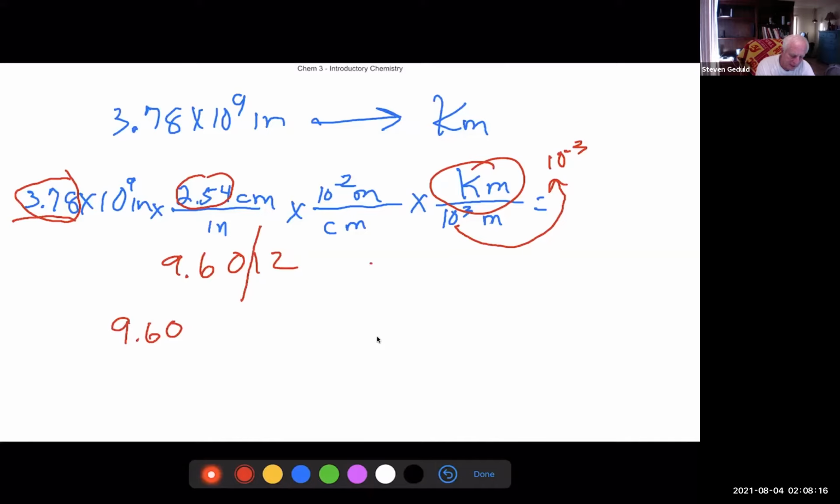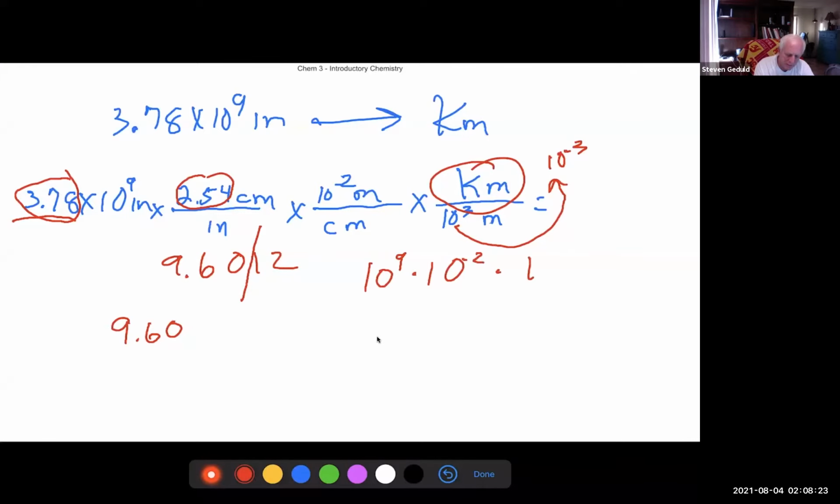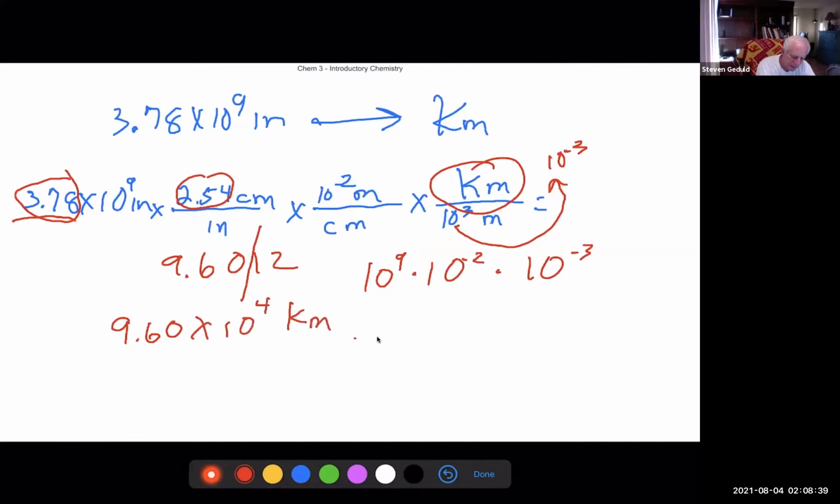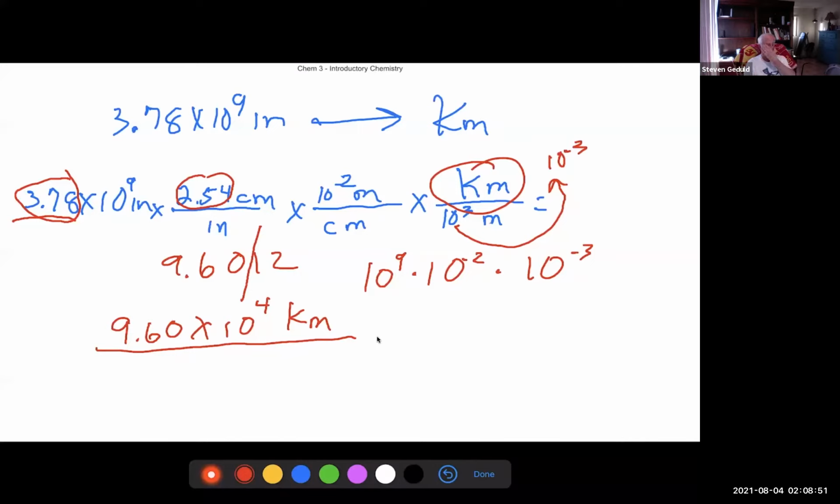And then we've got 10 to the 9th times 10 to the negative 2, excuse me, times 10 to the negative 3. When you multiply integers, you just add. So 9 minus 2 is 7. 7 minus 3 is 4. So times 10 to the 4th kilometers. So 3.78 times 10 to the 9th inches is equal to 9.60 times 10 to the 4th kilometers. Okay. That's how we do conversions. That's it in a nutshell.